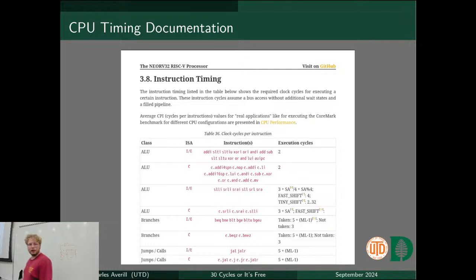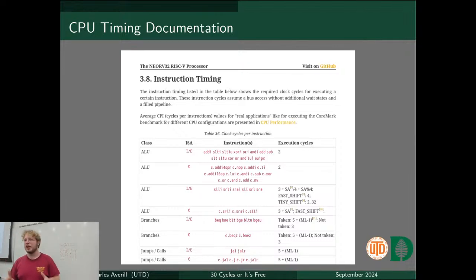So I've been talking a lot about the documentation. This is the CPU that I've been working with. And the reason I did it was because it just gives me a table. It says, hey, you want the shift left logical immediate instruction? Well, that takes 3 plus the shift amount divided by 4 plus the shift amount mod 4 number of cycles. Perfect. That's amazing. That's a very simple expression.